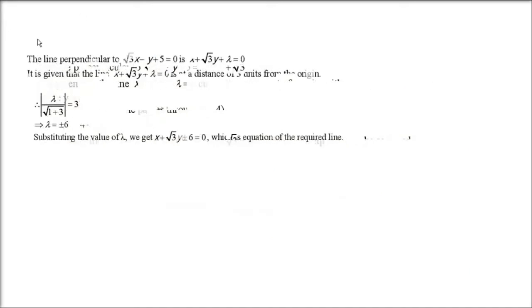Question number 6. Find the equation of a line perpendicular to root 3x minus y plus 5 equals 0 and at a distance of 3 units from the origin. Now distance is being given. So there is a way of finding the distance. The distance is from the origin.